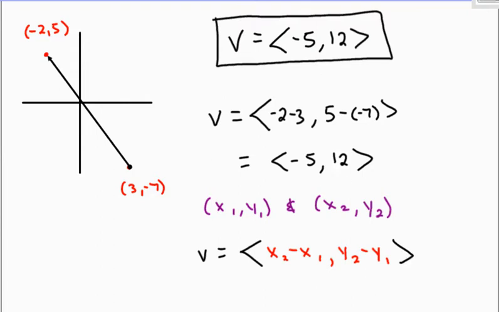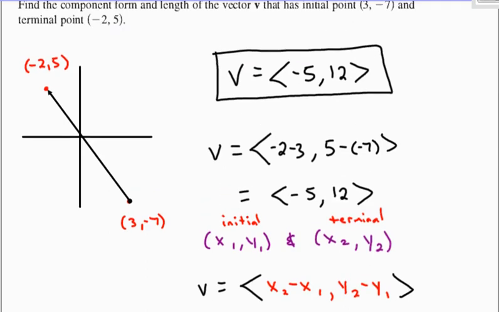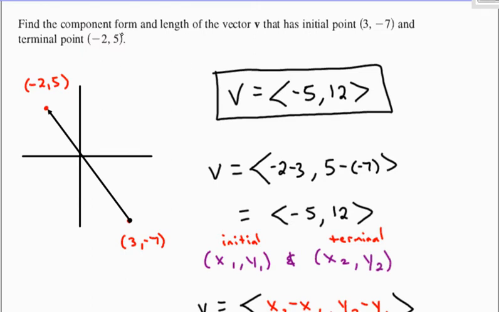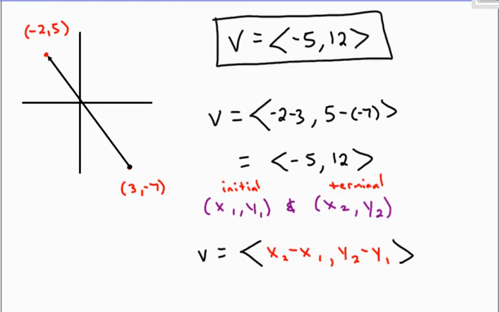Okay, so this would be your initial point, and this is your terminal point. So this is where you start. This is where we started. Here's where you stop. So you take where you stopped minus where you started to find the left-right and the up-down components.